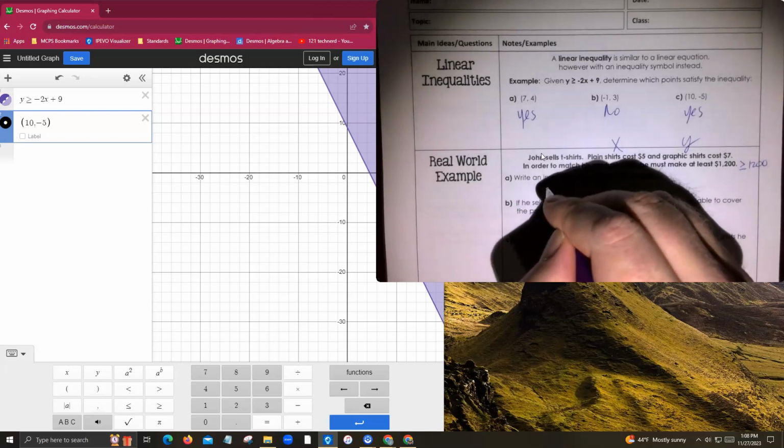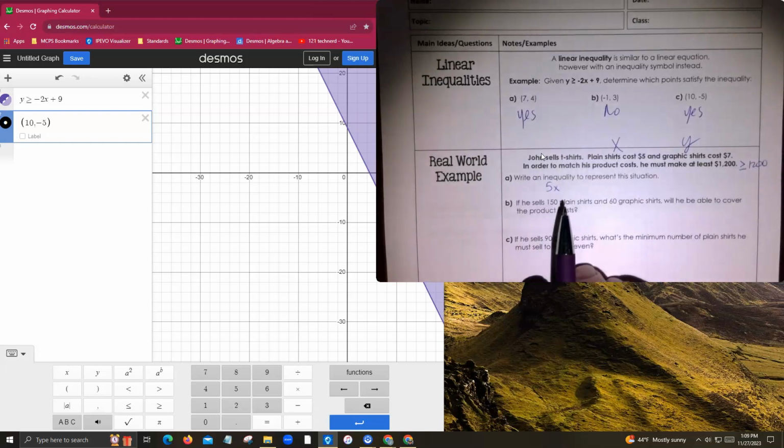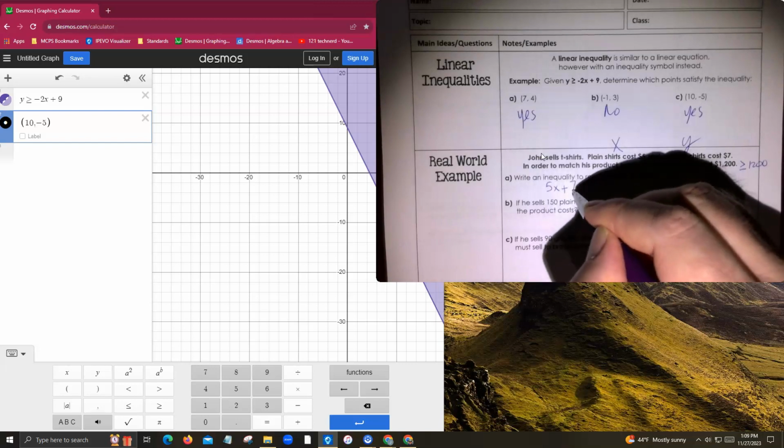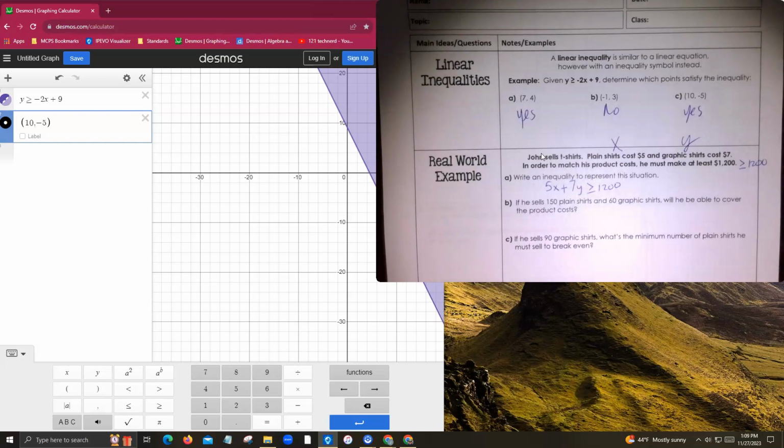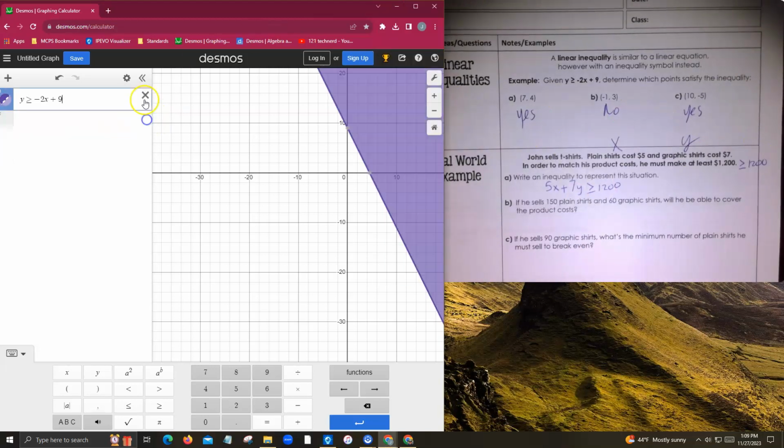So I'm going to write an inequality, 5x. Here's our rate, $5 for every x, every plain shirt, plus $7 for every y shirt, has to be greater than or equal to 1,200. All right, so let's put that into Desmos and see what that looks like. So let me wipe this out.